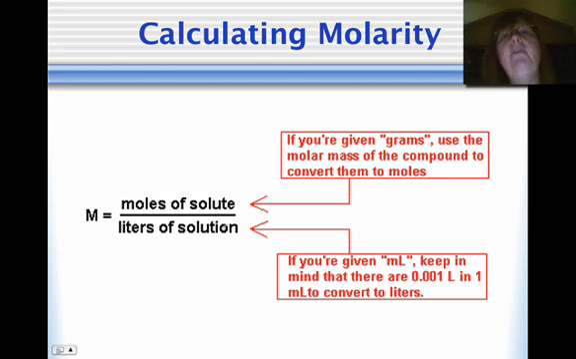Now they'll give you a volume of a solution, but if it's given to you in milliliters, just remember that a milliliter is 1 times 10 to the negative third liters. So in order to convert milliliters to liters, you take your milliliters and you will be dividing by 1,000, and then you will get liters. In other words, you are going to be moving your decimal place 3 places to the left.